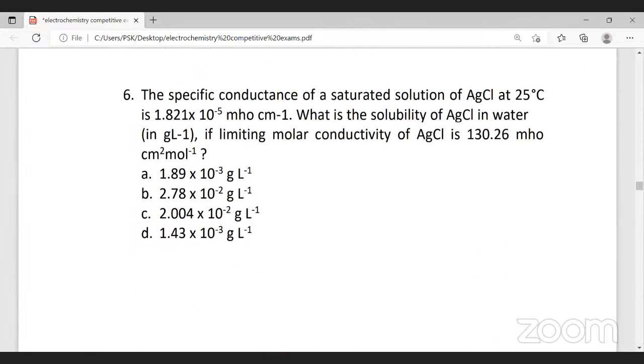The specific conductance of saturated solution of silver chloride at 25 degrees Celsius is 1.821 into 10 to the power minus 5 mho. Mho is nothing but ohm inverse centimeter inverse. What is the solubility of AgCl in water if the limiting molar conductance of AgCl is 130.26 mho centimeter square per mole? See here, this formula we never learned, but remember this. Solubility is given by the formula kappa into 1000 divided by lambda naught.